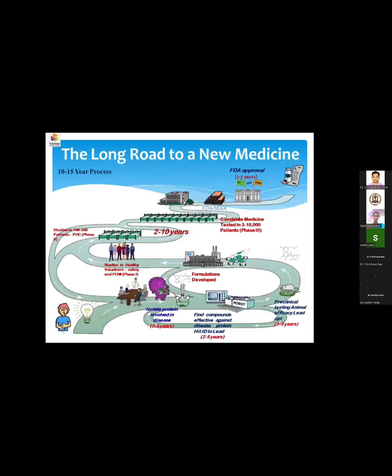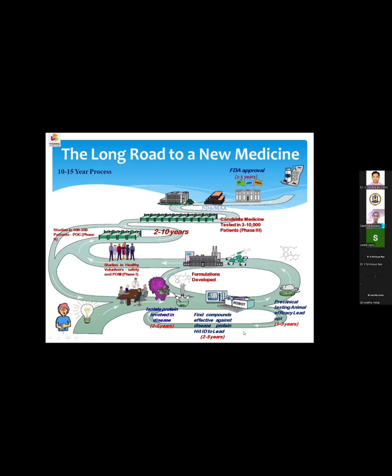So here is the long road to a new medicine. To discover a new medicine, first we have to identify a new disease. A new disease came into the world. A group of scientists have to discuss, and after the discussion, discover which protein is responsible for that particular disease. Identifying and isolating the protein involved in the disease takes almost 2 to 5 years. After isolation of the protein, we go on to find a compound effective against that particular protein. That is hit ID to lead.